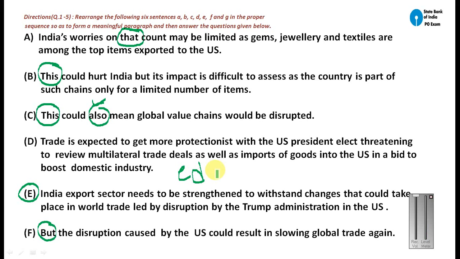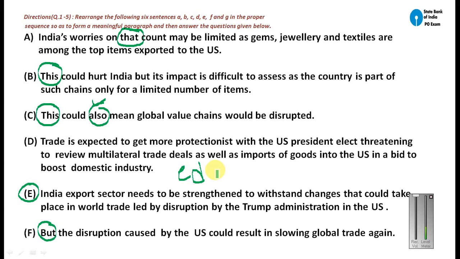Now after this, if you read out sentence A, it will definitely become the next sentence: India's worries on that count. Here we are talking about how the Trump government will put a certain kind of ban on certain goods, and in the next sentence we are talking about the worries, because it will affect India's export sector market and trade sector market. So definitely A will become the next sentence.